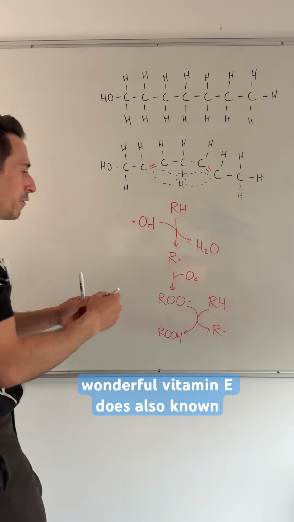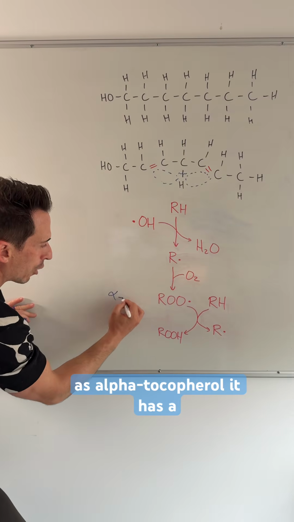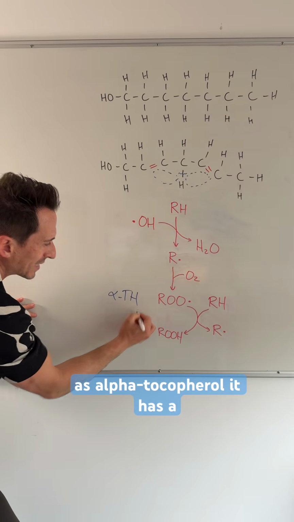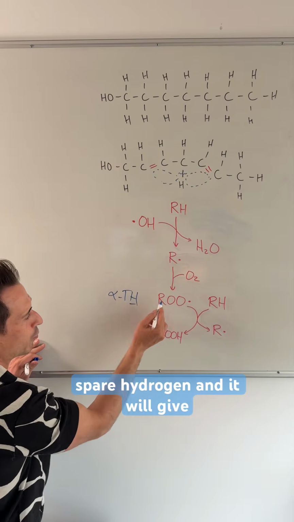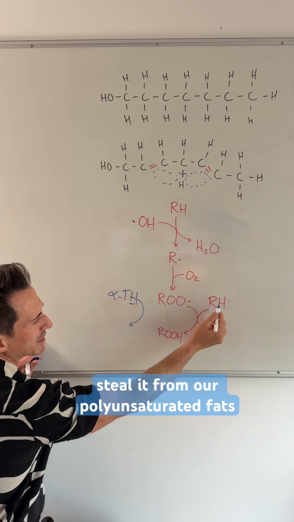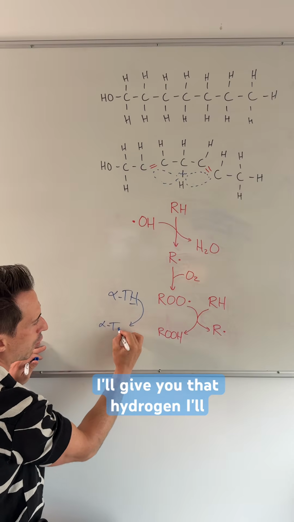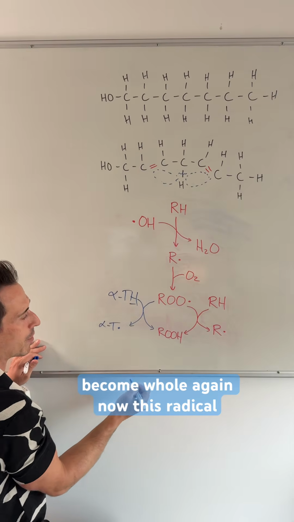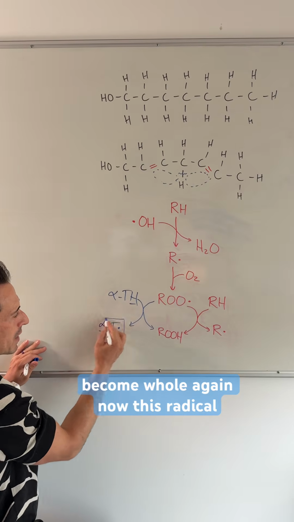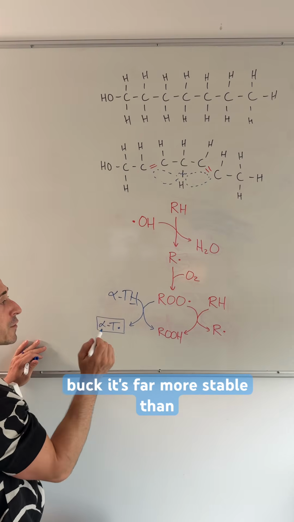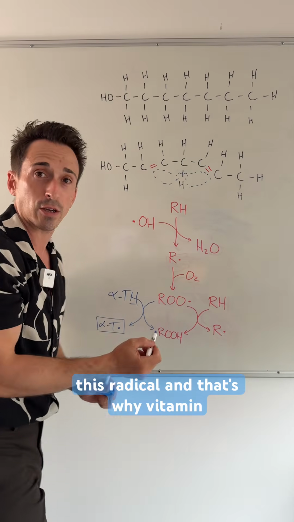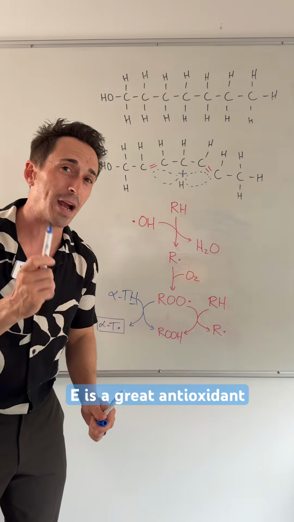Now what our wonderful vitamin E does, also known as alpha tocopherol, it has a spare hydrogen and it will give it. And it says, hey, don't steal it from our polyunsaturated fats. I'll give you that hydrogen, I'll become the radical, and you can become whole again. Now this radical you might think is passing the buck. It's far more stable than this radical, and that's why vitamin E is a great antioxidant.